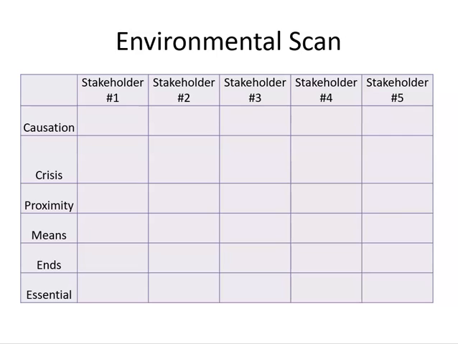So the environmental scan. Now, in this example, you wouldn't put stakeholder number 1. You would insert the name of the stakeholder that you're interested in or that you've identified through your literature review. And then stakeholder 2, 3, 4, 5. Again, you don't have to go up to 5. I think 3 is sound.